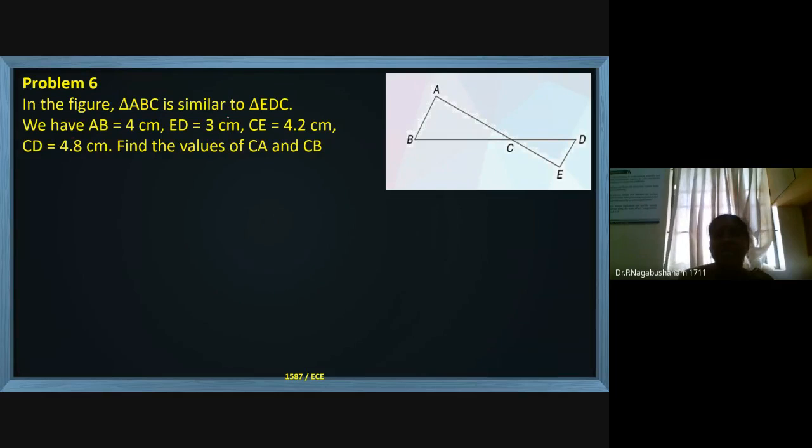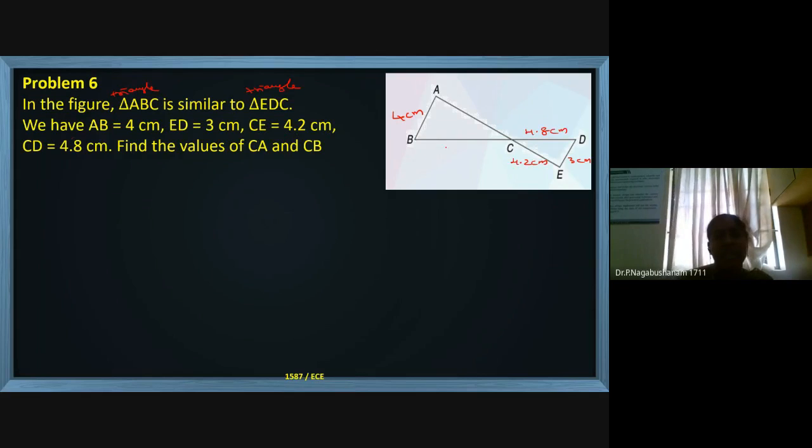Triangle ABC is similar to triangle EDC. This is not angle, this is triangle. Triangle ABC equal to triangle EDC, the similarity property in the triangles. We have AB value 4 centimeter and ED value 3 centimeter. They are similar triangles, so the sides will be proportionate. Now CE they have given 4.2 centimeters, and CD it is given 4.8 centimeters.